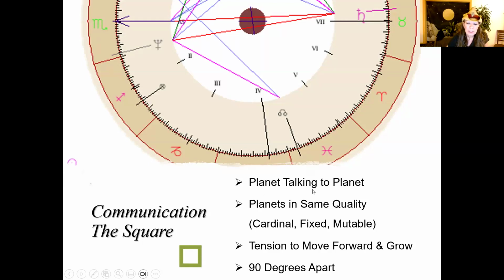So these are planets that talk to planets in the same quality. Either they're both cardinal, both fixed, or both mutable. These are going to be 90 degrees apart. These have the most tension. You thought oppositions had tension? At least they had balance because of the opposition. These guys, when you find a square in somebody's chart or in your chart, you're just like, oh, is that why I struggle with it so much?